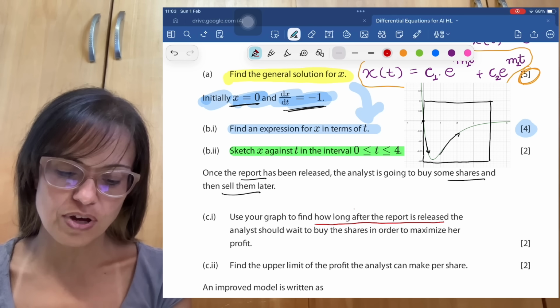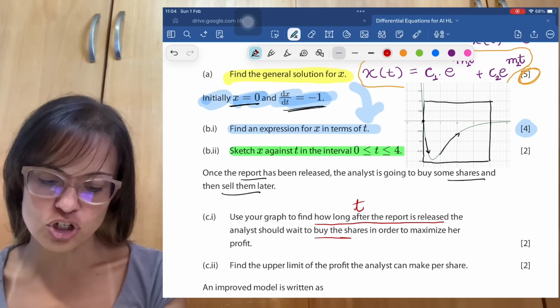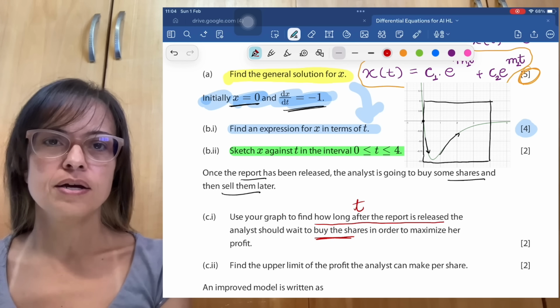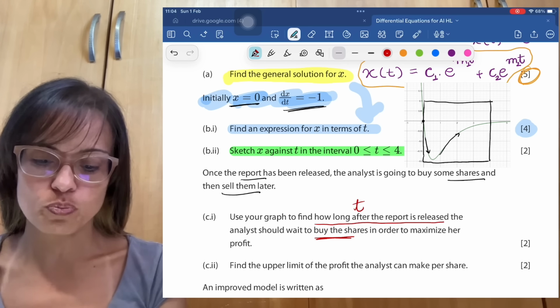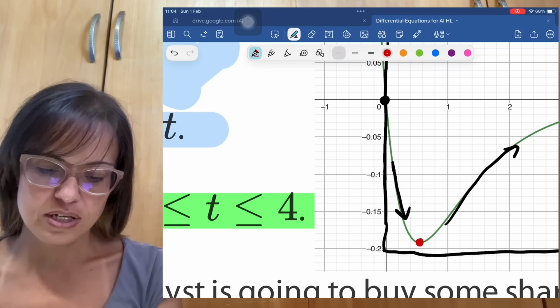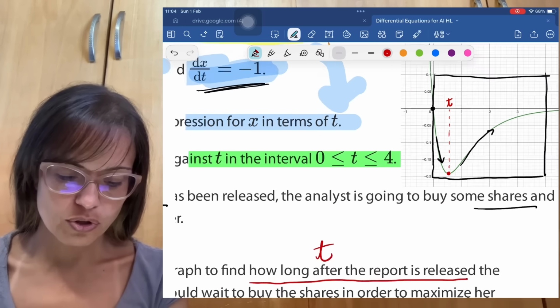So they're asking for a value of t. The analyst should wait to buy the shares in order to maximize their profit. So she should buy when it's at its lowest point. What they're asking for here is the value of t of the local minimum. And then you just find that in your calculator.